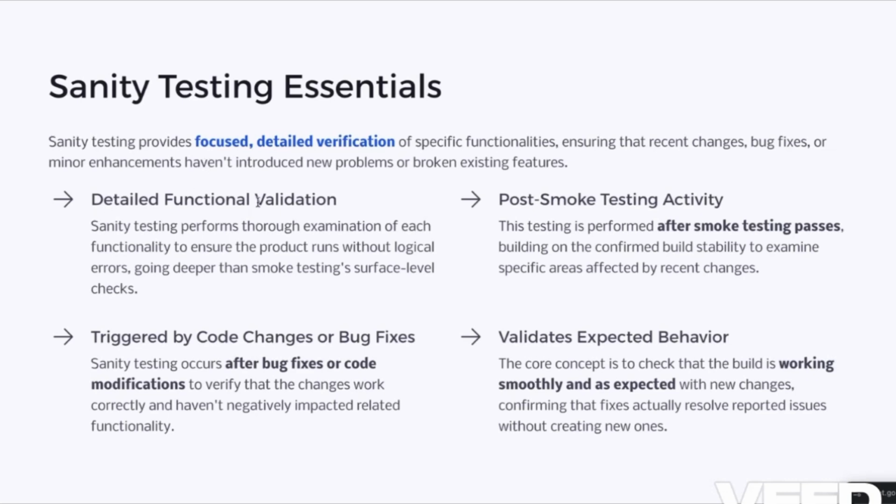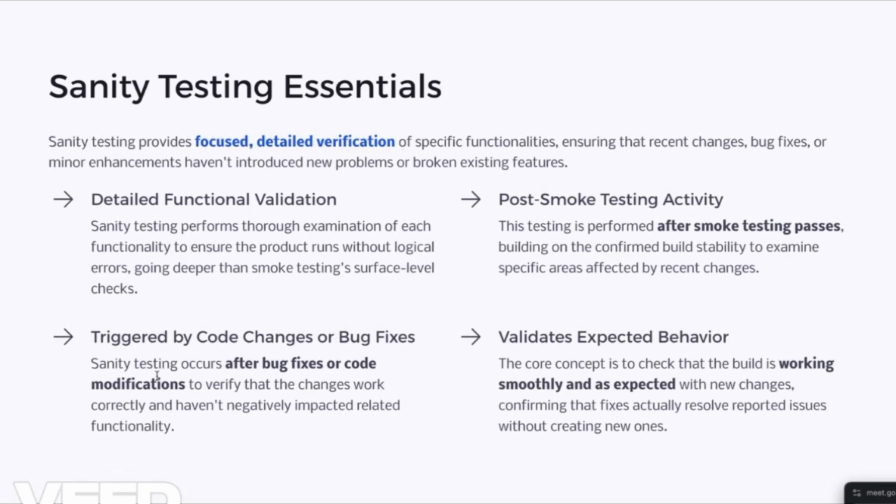Okay, detailed functional validation. Sanity testing performs a thorough examination of each functionality to ensure that the product runs without logical errors, going deeper than smoke testing. So, smoke testing was done only at the surface level, whereas sanity testing is done at a deeper level. Post smoke testing activity: this testing is performed after smoke testing passes.